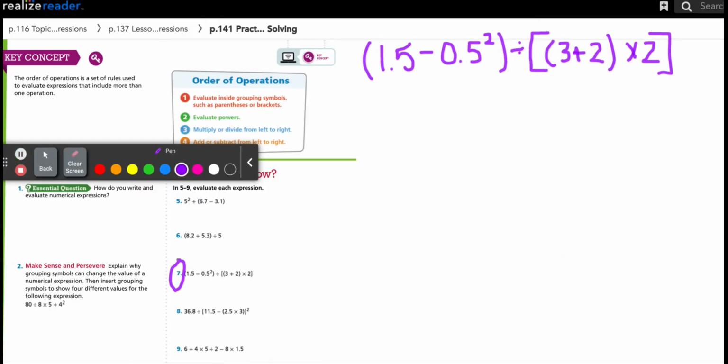Okay, so next I want you to write number 7 in your notebook. It's really important that you're writing these questions in your notebook and that we're solving them together. So here we have a longer expression. We have open parentheses 1.5 minus 0.5 squared, close parentheses, divided by open bracket, open parentheses, 3 plus 2, close parentheses, times 2, close bracket. Wow. Okay. So, first step, write PEMDAS on my page. That way I can follow the steps.